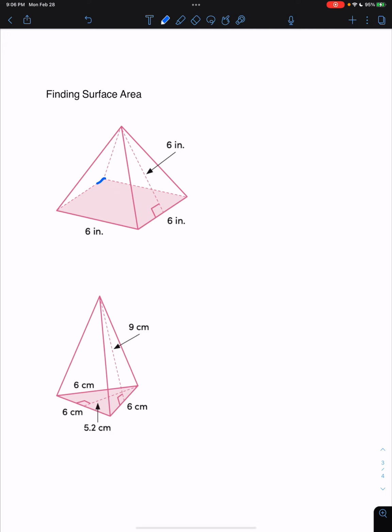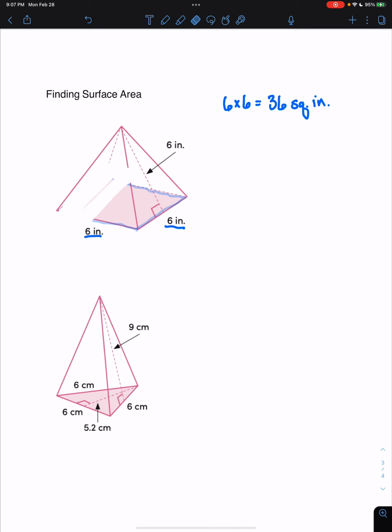So let's start with the base. It is a square in this case, and you can see that the dimensions are 6 inches by 6 inches. So we have to remember back to our area formula for squares, and all we're going to do is take 6 times 6, and we should get 36 square inches. Remember, our area is in square units. All right, so that was kind of the easy part.